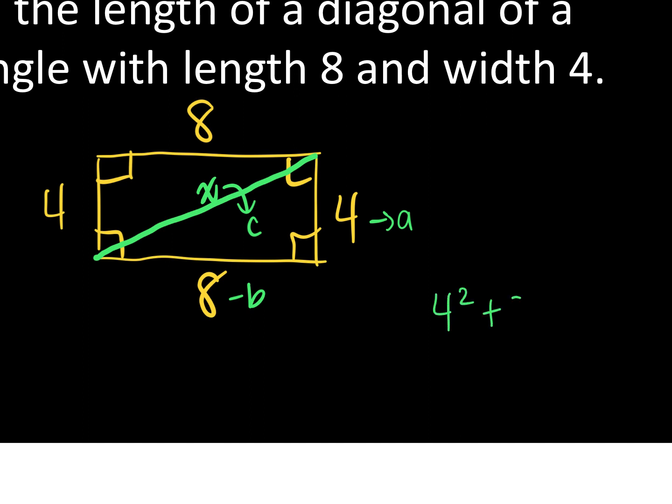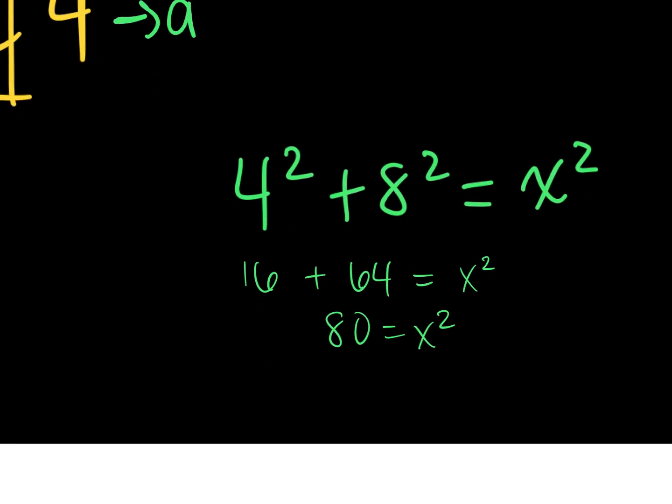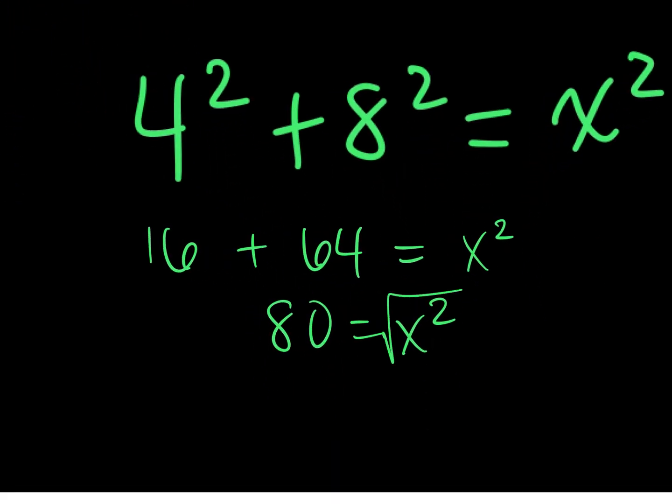4 squared plus 8 squared equals x squared. All right, what do I do? 16 plus 64 equals x squared. What's 16 plus 64? 80 equals x squared. How do I solve this guy? Take the square root of both sides.